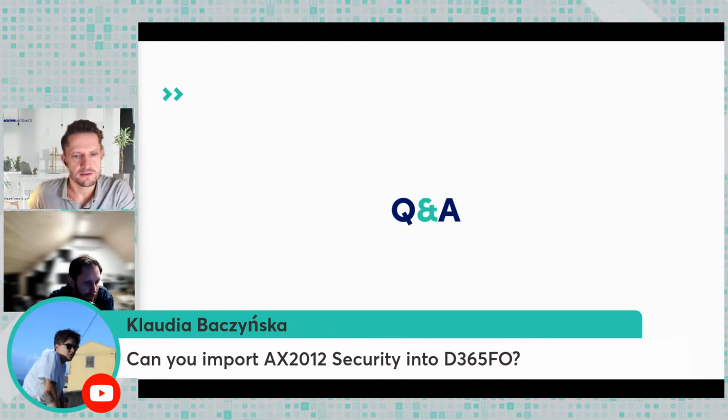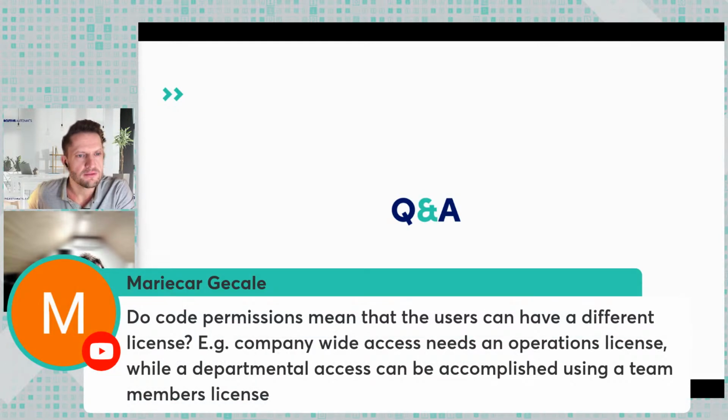Thank you, Bart. That's correct. The last question which we have is quite a fresh, new one. Do code permissions mean that the user is going to have a different license? Company-wide access needs an operational license, while department access can be accomplished using a team member license.